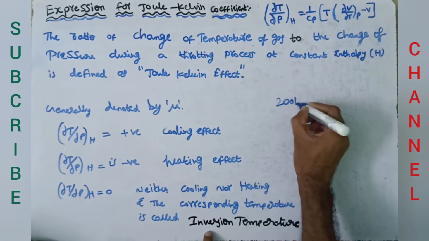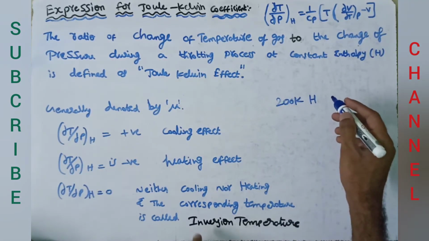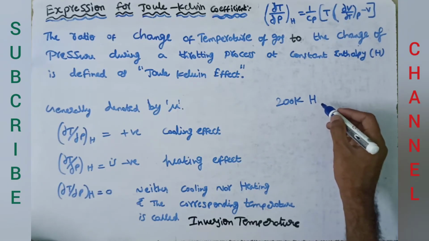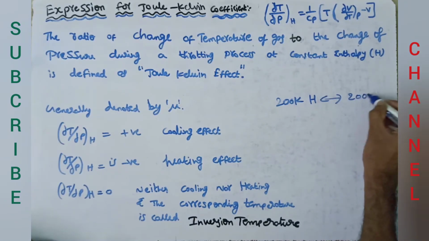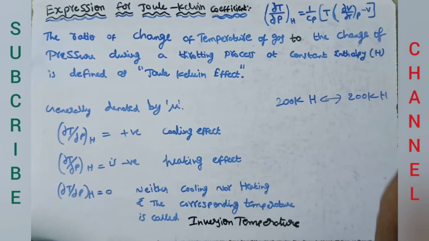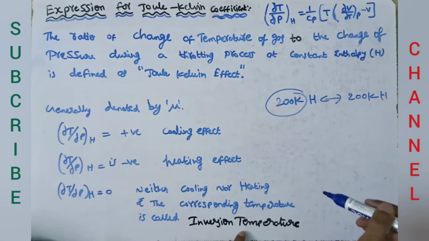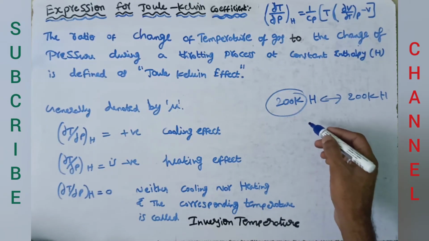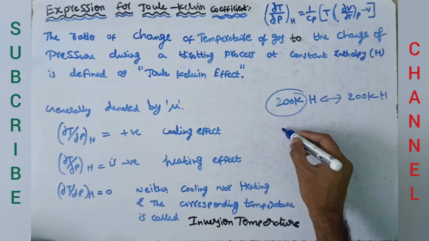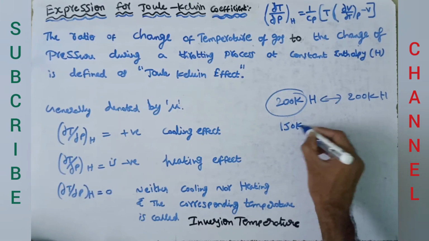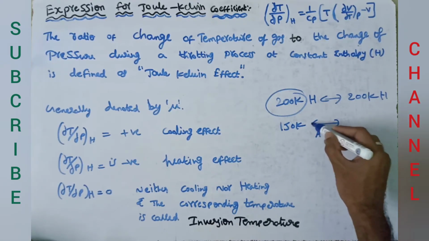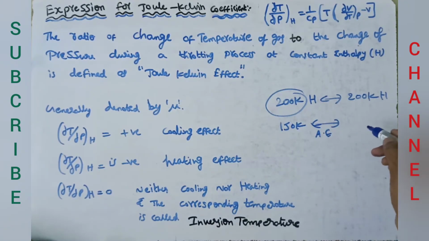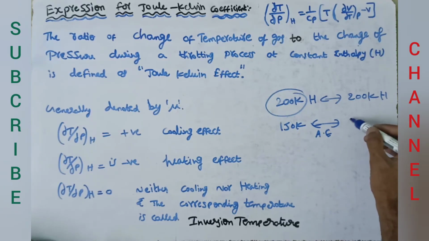At 200 Kelvin, if we send hydrogen through a porous plug, then its temperature doesn't change. Its temperature is still 200 Kelvin. This temperature is called the inversion temperature of hydrogen. If we make this temperature less than the inversion temperature, which means 150 Kelvin, then if we send it through the adiabatic expansion throttling process, a cooling effect occurs.